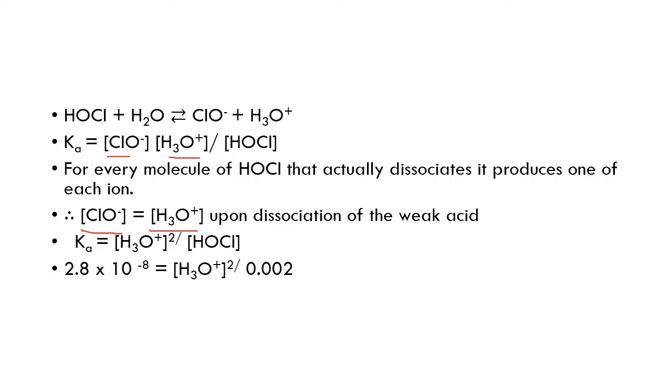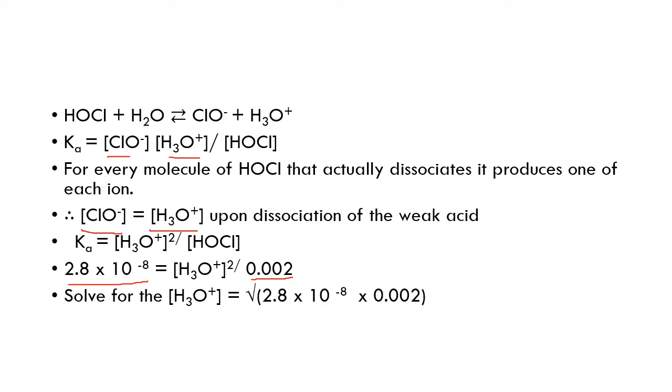If we input the values for the Ka and the value that we had for the concentration, we are better able to determine the actual concentration of hydronium ions that were produced. We can solve for hydronium ion concentration and then use this concentration to solve for the pH.